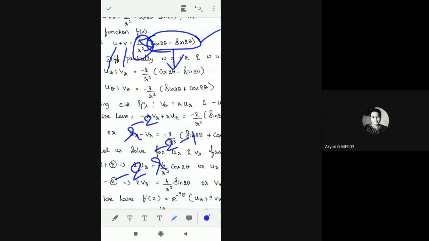So minus 2 into r power minus 2 minus 1, that is minus 3. So that equals minus 2 divided by r cube. So like this, we got minus 2 by r cube of cos 2 theta minus sin 2 theta. So this is about ur plus vr. Next, just a basic differentiation rule. So when you know that formula, it is easy to write.